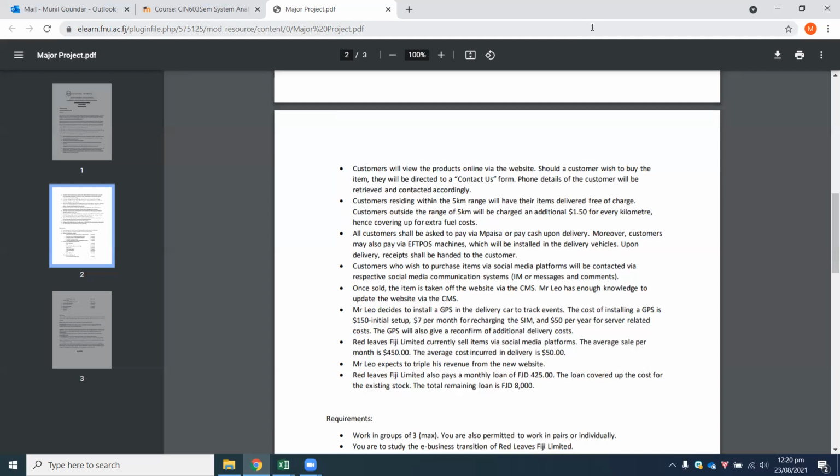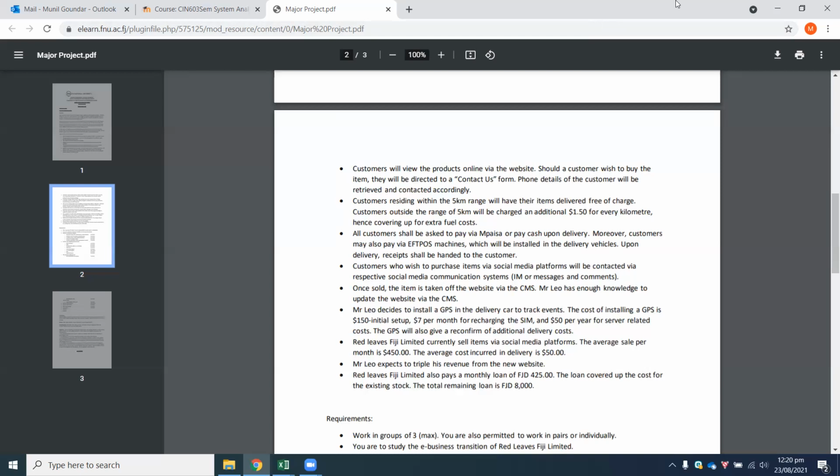Like I mentioned, they run on SIM cards, they need mobile data to work. So $7 per month, 7 times 12 gives you a total of $84 per year, and $50 per year for server related costs. So that is another additional payment of $50 to give to the GPS company.